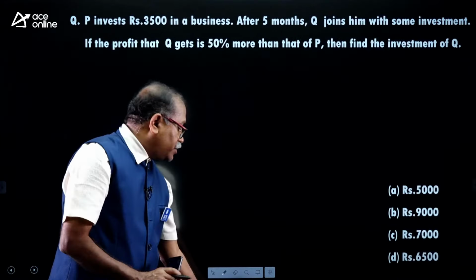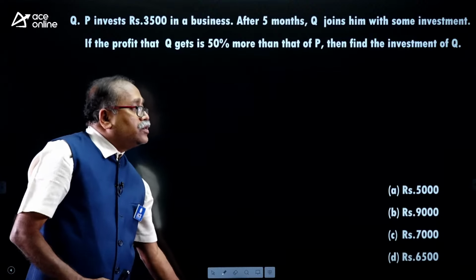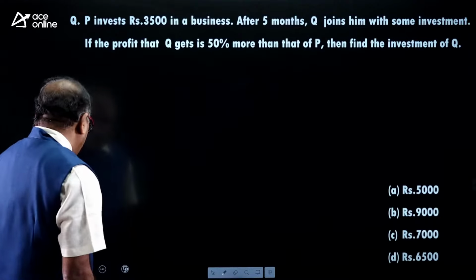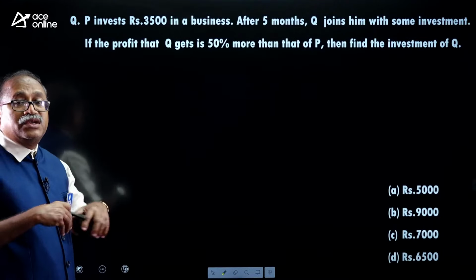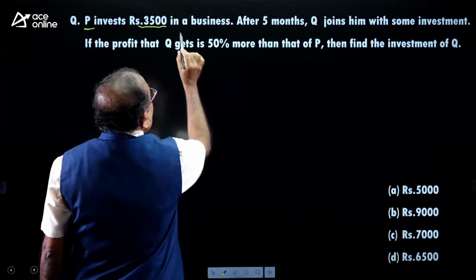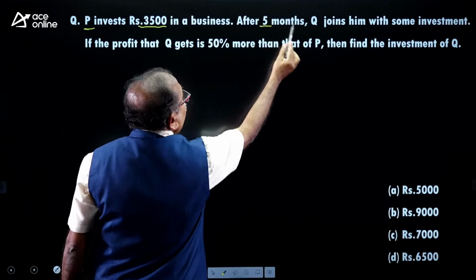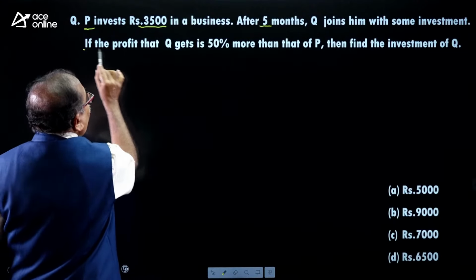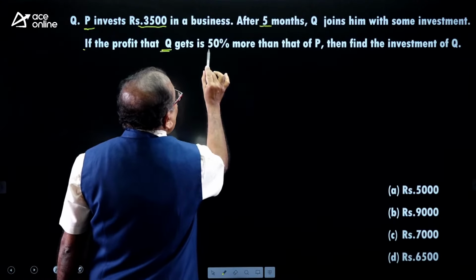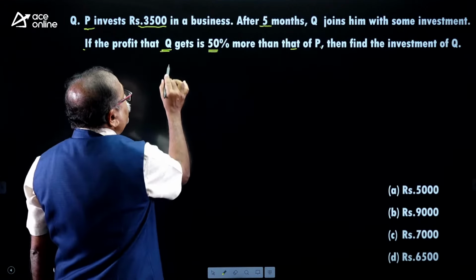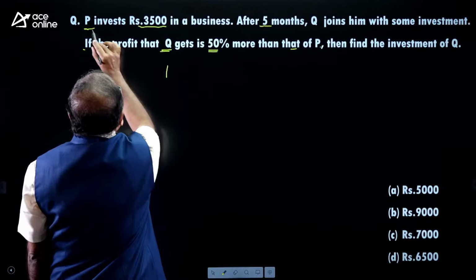Take the new question on the board here. So, what is this question all about, and how many of my friends are comfortable? Exam level comfort. Now, P invests rupees 3,500 in the business. After 5 months, Q joins with him with some investment. If the profit of Q is 50% more than the profit of P, so, what is the profit percentage of P started?